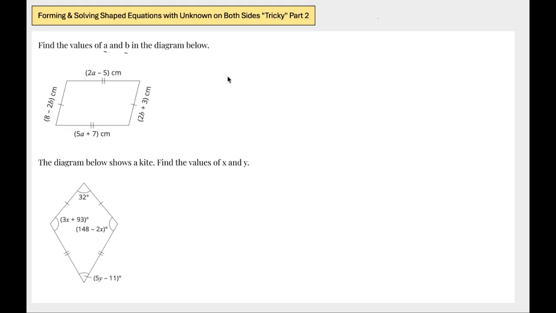Guys, this is part 2 for solving shape equations with unknowns on both sides. It's tricky because there's a lot to think about. I can't see it being on a foundation paper, but you'd have to check with your teacher.